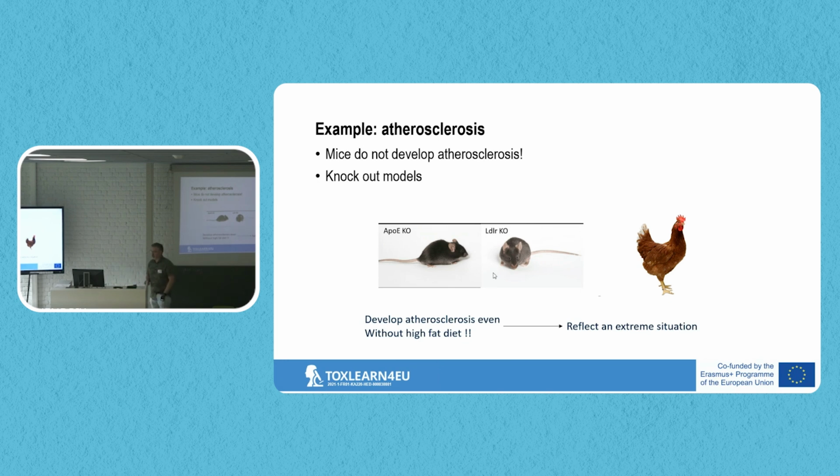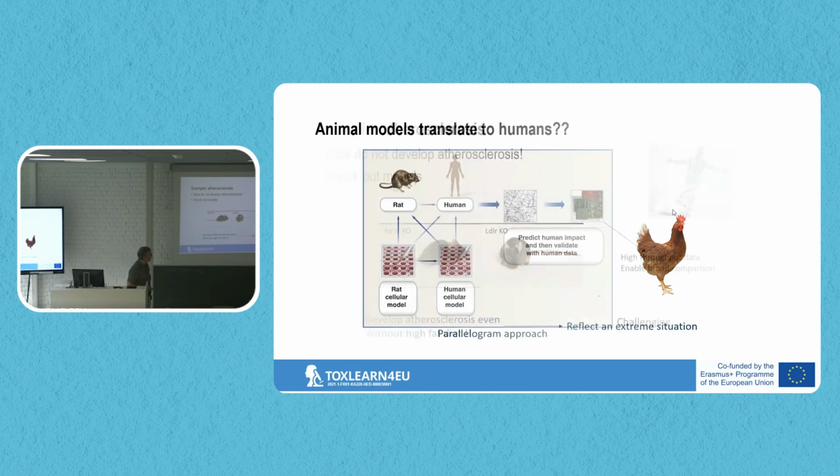So sometimes you have to choose another model, but because chickens are much more difficult to keep in a lab, we often switch to those knockout models in mice and rats, but that's not necessarily the best choice. Keep that in mind.